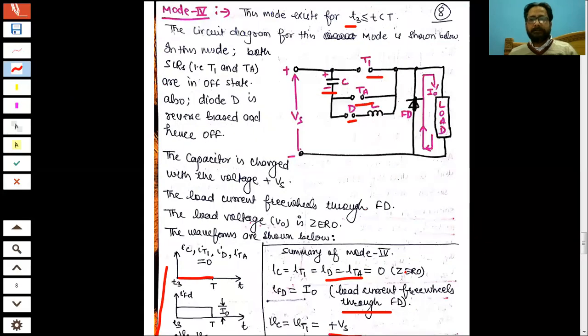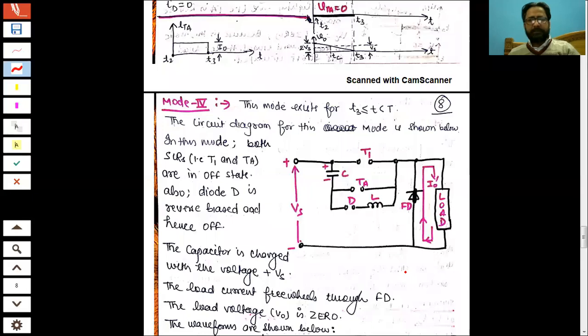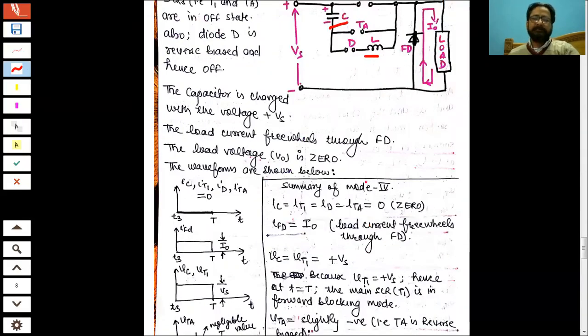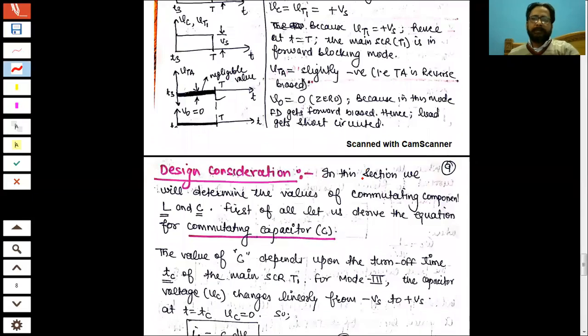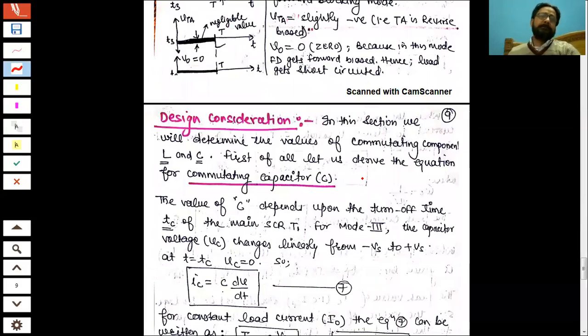Now you must have noticed that there are two things here: one is the capacitor and the second is the inductor. So this makes the whole circuitry a resonating circuit. L and C play a very important role in the commutating circuit, so their values matter.